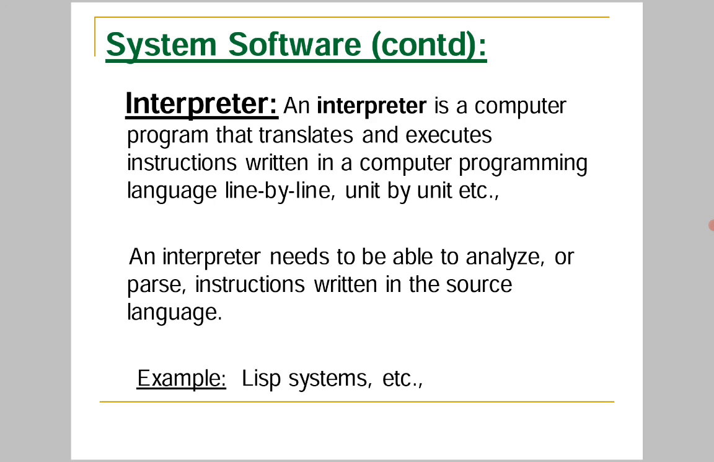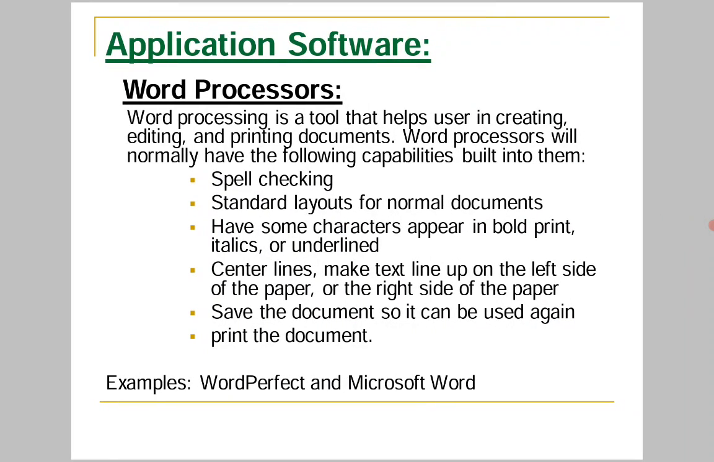So what is the difference between a compiler and an interpreter? In a compiler, generally the entire program, the whole program, will be converted into the corresponding object program, whereas an interpreter is generally used to convert line by line from source program to object program. So that is the main difference.